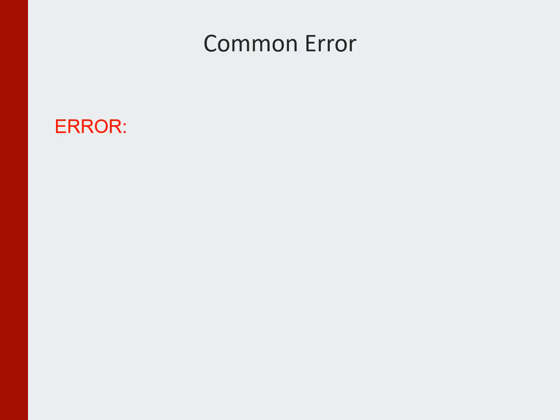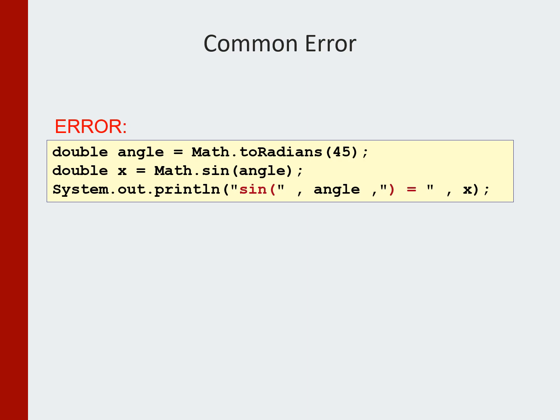I want to point out a common error that people make when using println when they want to concatenate strings together. They will often use just a comma, and that does not allow you to concatenate strings. So here I have double angle, which is some math function, and double x, which is another math function. And so when I do a println, it should not be a comma here, but I have to do plus angle plus if I want to print out the angle. And similarly here.